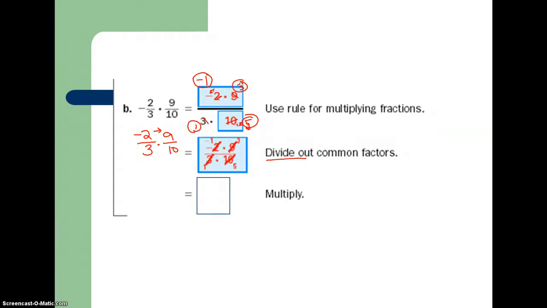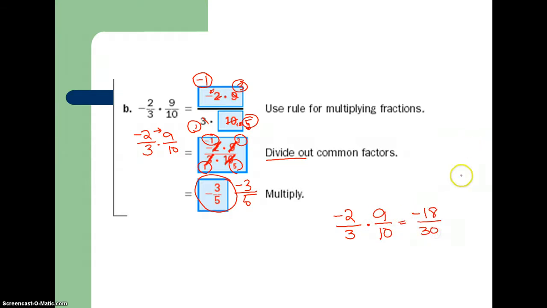And that's what they do in this next box. Now instead of doing negative 2 times 9 and 3 times 10, you can do negative 1 times 3, which is negative 3, and 1 times 5, which is 5. We do this because now your answer is already simplified. If you do not divide out common factors, you are going to get an answer that needs to be simplified.